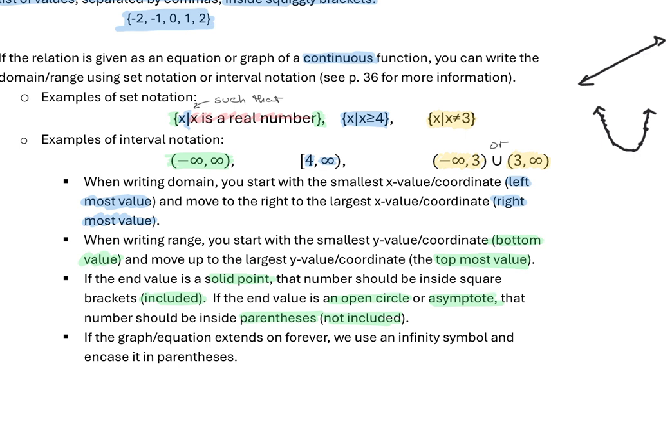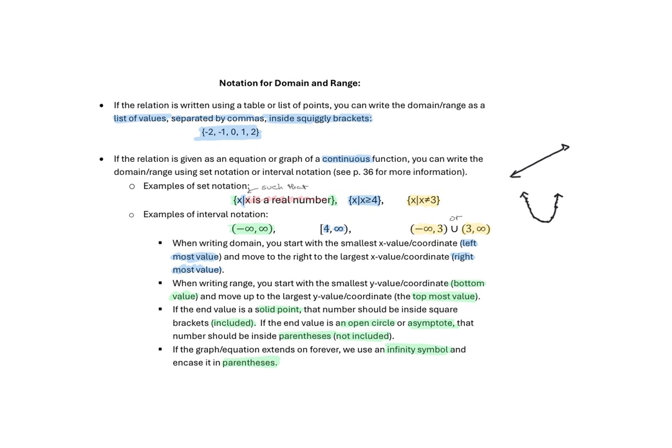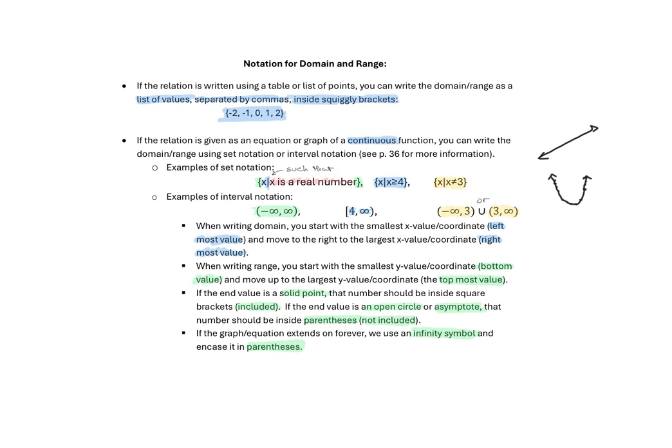If the graph or equation extends on forever, we use infinity symbols. If we're going to the right or the top, it's a positive infinity. If we're going to the left or down, then it is a negative infinity. And these ones we always use parentheses. All right, that's our notation for domain and range.